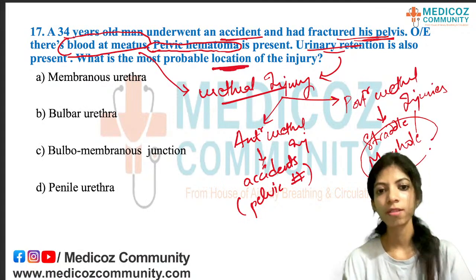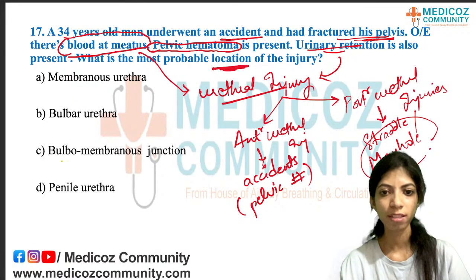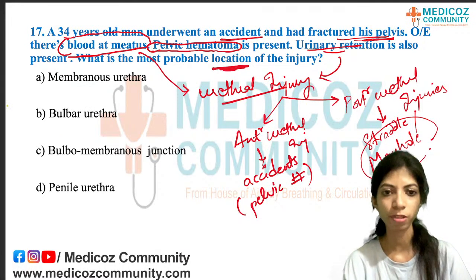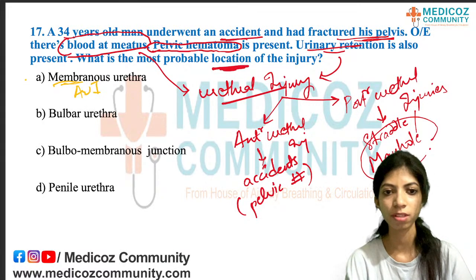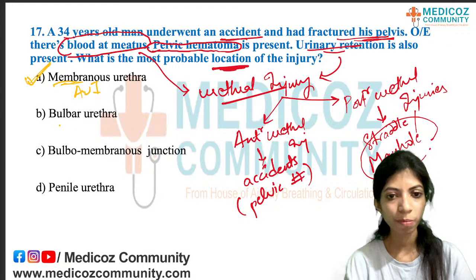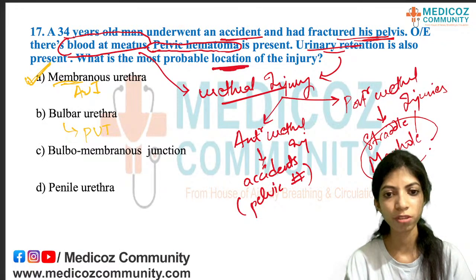Okay, so what is he asking? Most probable location of the injury. Option A is membranous urethra. Where is this membranous urethra injured? In case of anterior urethral injury, which is our case. So this is the correct option. Let's see the other options. Option B, bulbar urethra. Where is this bulbar urethra injured? Most commonly in a posterior urethral injury. So this is a wrong option.